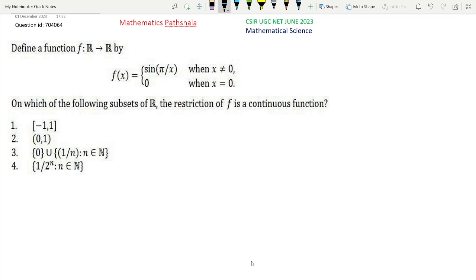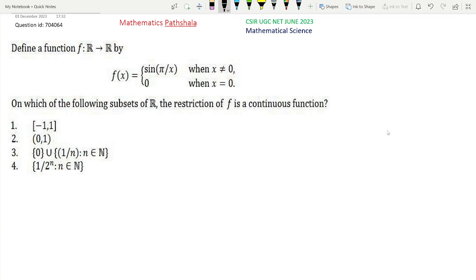So we have to find on which subsets f is continuous. If we take f on the subset given in option 1, then we have to check whether the restriction map of f on this set is continuous or not. In this way we have to check the restriction map of f on the domains given in these four options.